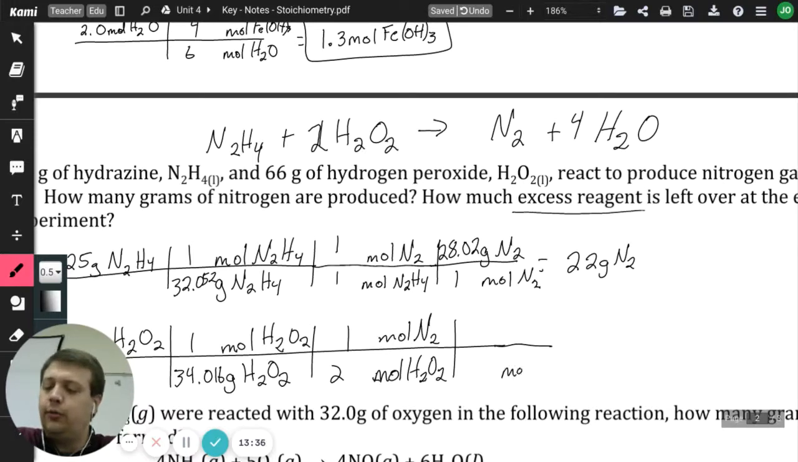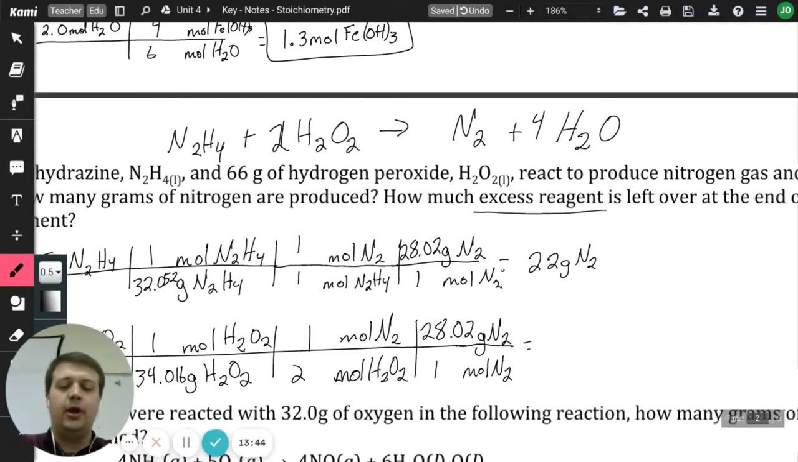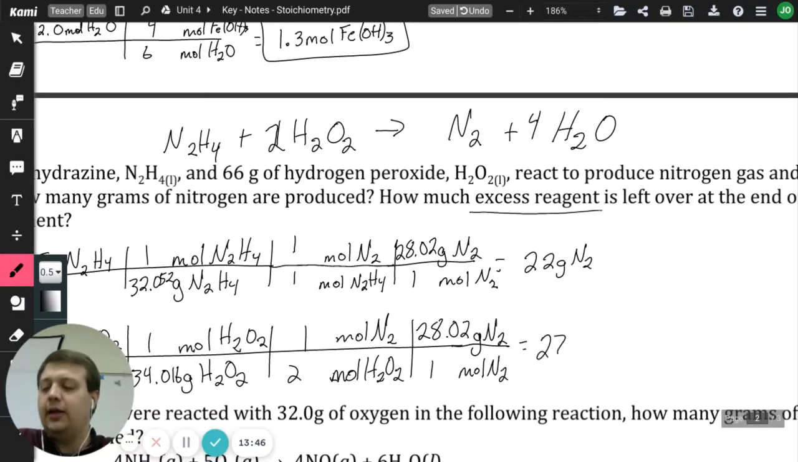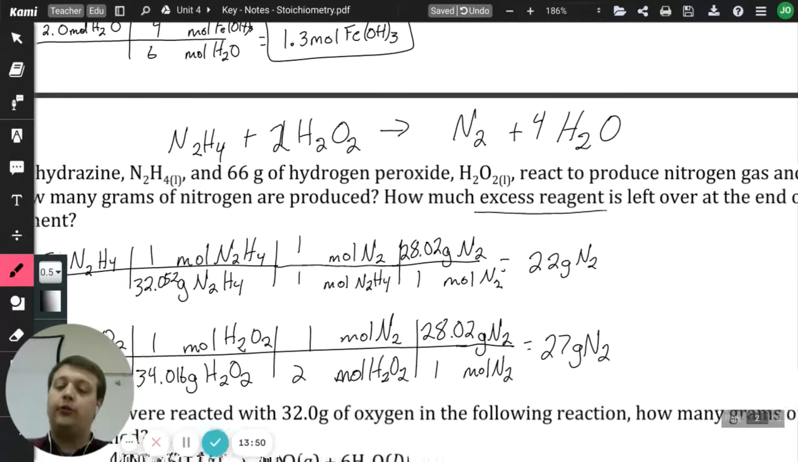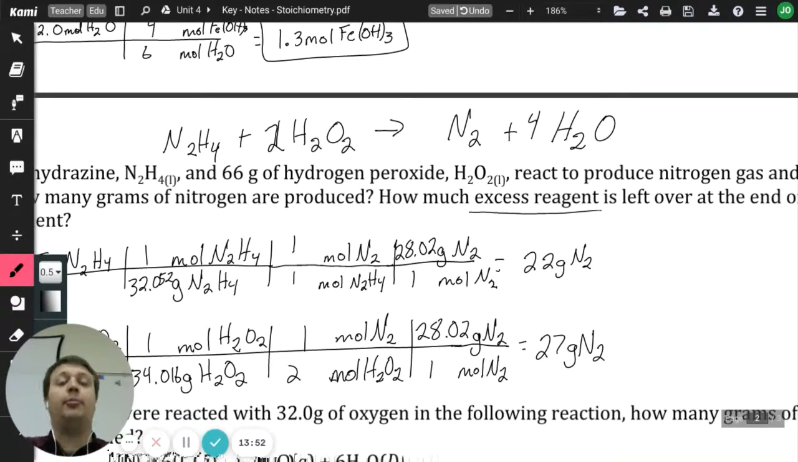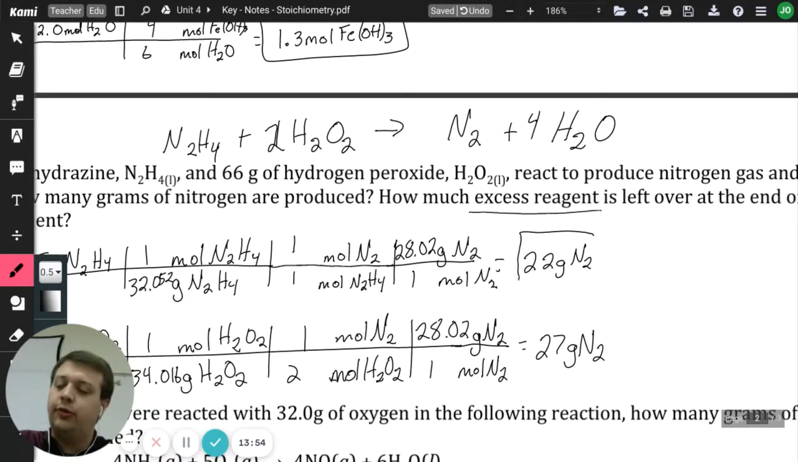And then we go from moles of N2 into grams of N2. There's 28.02 grams for every 1 mole. I plug that into my calculator. I get 27 grams of N2. So how much could I produce? I could produce 22 grams of N2.